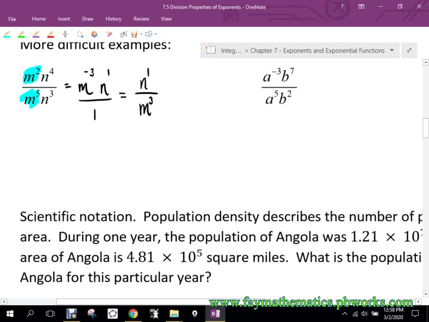What about the next one? I'm going to have a to the what? A to the negative second. Oh wait, no. A to the second. Well, I'm going to subtract these, right? So it's always top minus bottom. So negative 3 minus 5 gives me negative 8. And then I'm going to subtract the b. So when I subtract the b's, what am I going to do with the 7 and the 2? What's that going to turn into? 5. B to the 5th. So how am I going to rewrite that? Take 8. So it'd be b to the 5th over a to the 8.